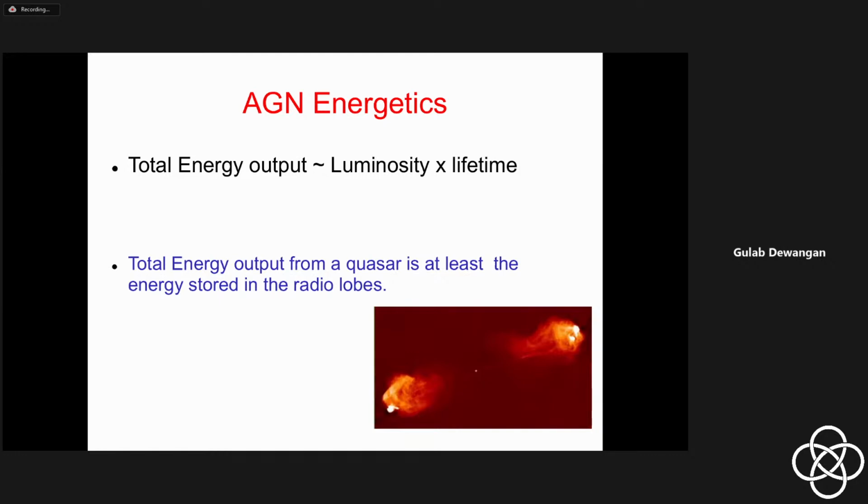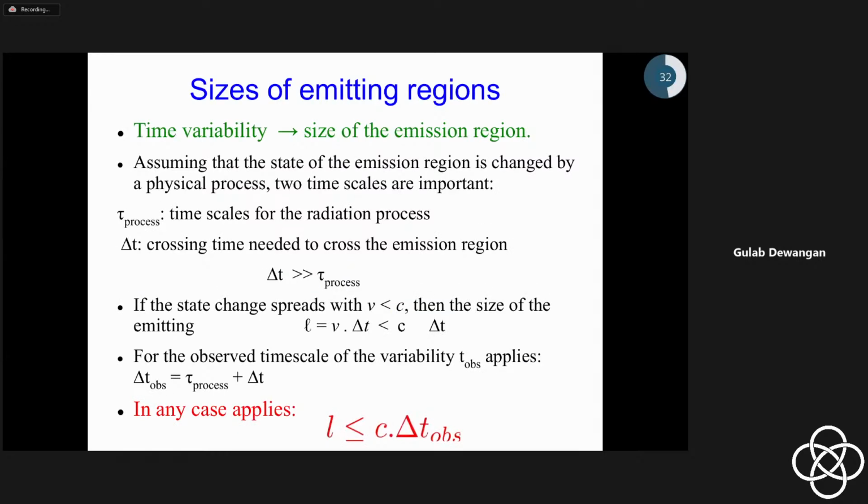So the question is, how do we produce such a huge amount of energy, 10 to the power 61 ergs, in these AGNs? So people spent a lot of time investigating this. So let's begin with how people reached the final conclusion about the origin of such a high luminosity.